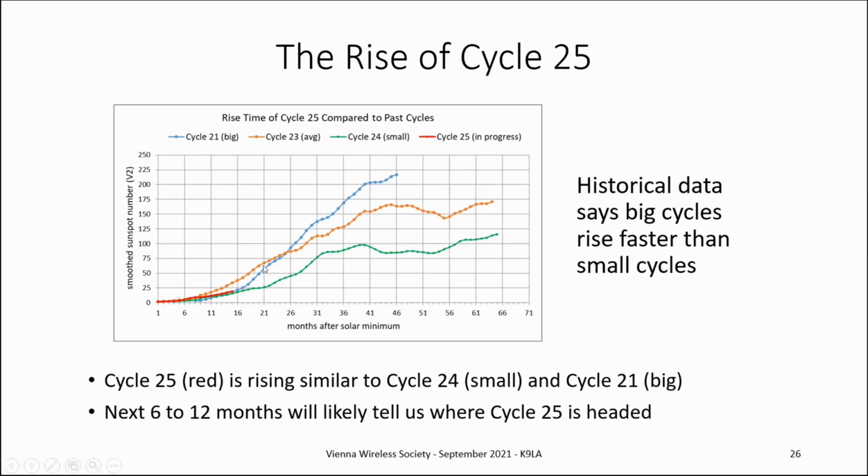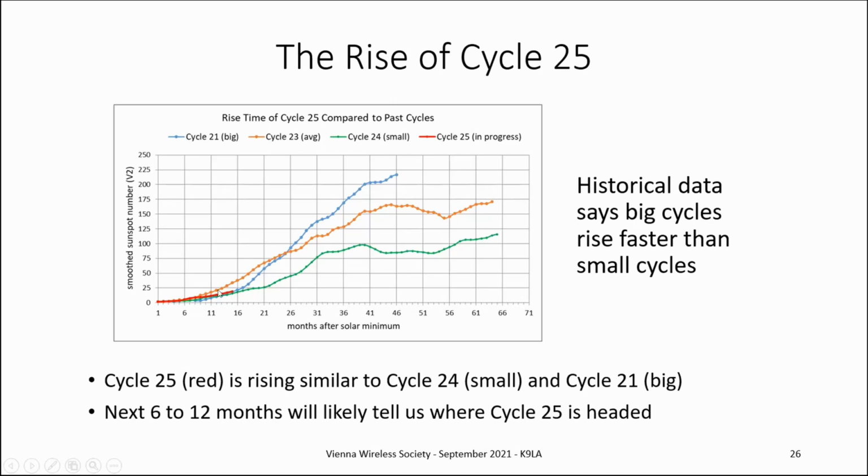well, initially, early on, it's tough to tell what's going on, but eventually, the big cycle rose faster than the average cycle, which rose faster than the small cycle.